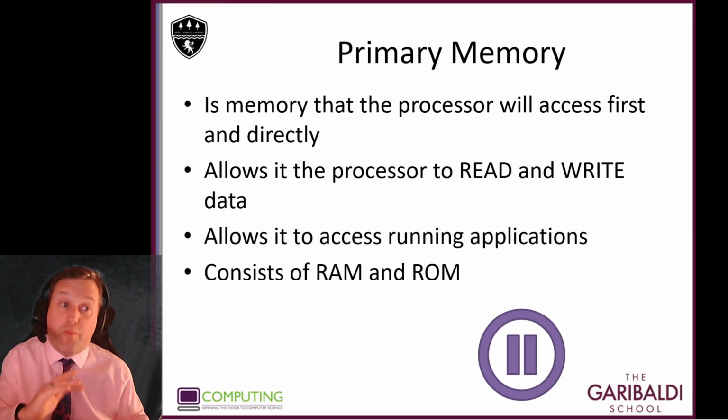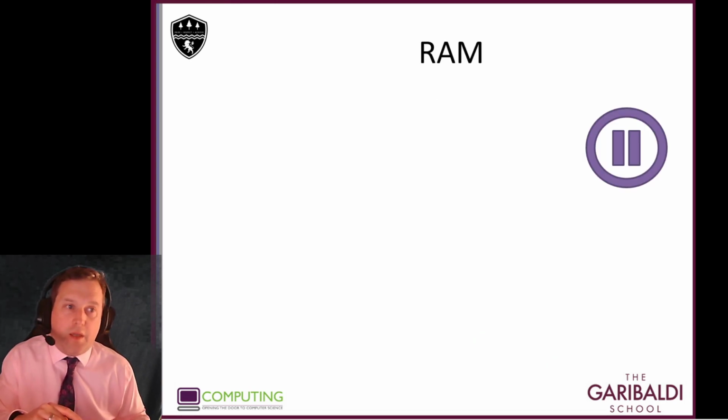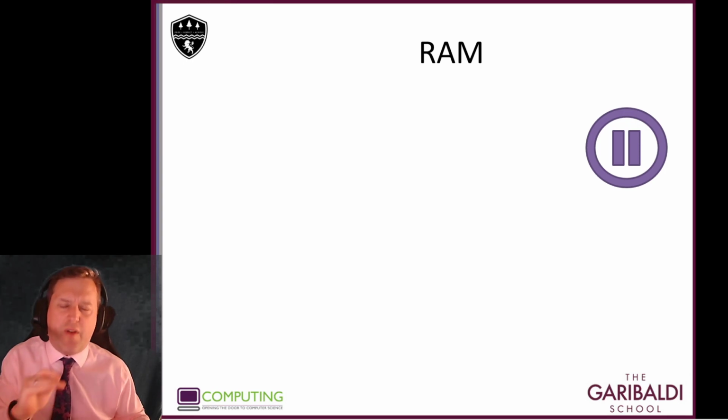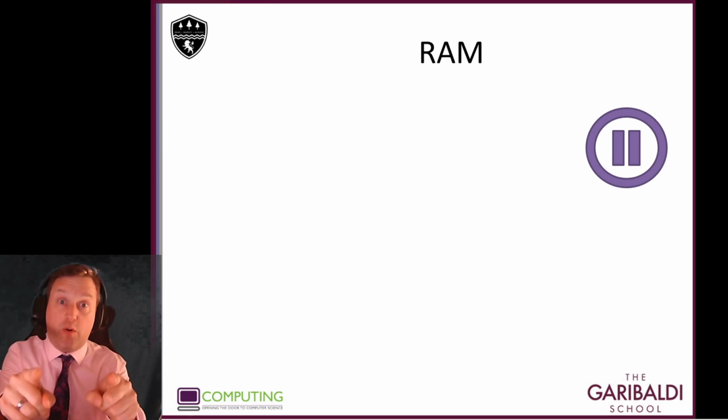I was going to tell you about RAM and ROM. They are both primary memory. So RAM. This is textbook stuff. I want textbook definitions for this. So pause your video and tell me the purpose and the characteristics, that's both of them, of RAM. Off you go. Pause.